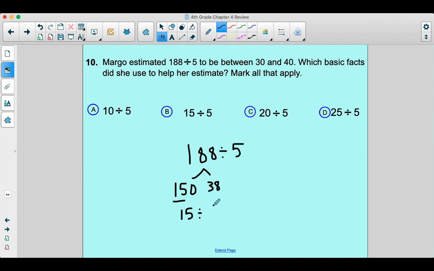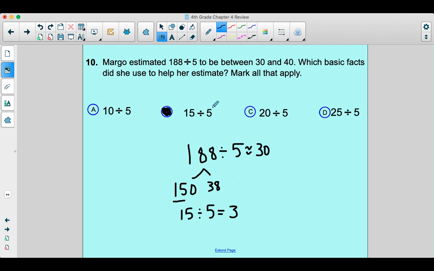That's a possibility, right? Because that's not too far off. So if she estimated that, this would give her about 30, right? Because we've got this here, 15 divided by 5 is 3. 150 divided by 5 would be 30. So this is a possibility here.